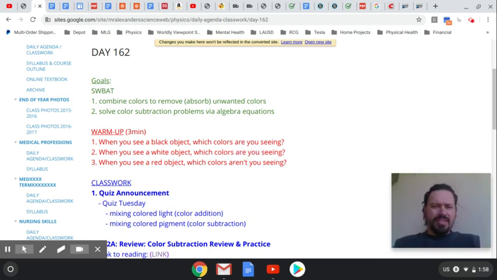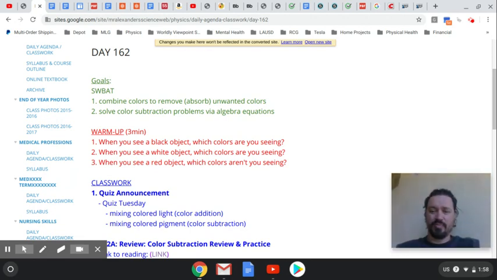Hello, day 162. Two goals for today. One, that you're able to think about how to combine colors to remove or absorb unwanted colors, and then how you can solve color subtraction problems using algebra equations. So, a little warm up for you to try. Pause it, and then come on back.